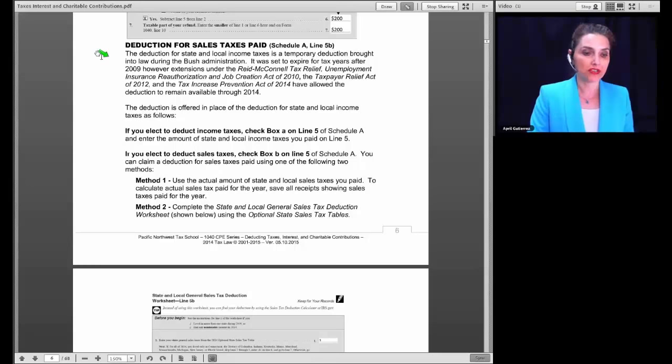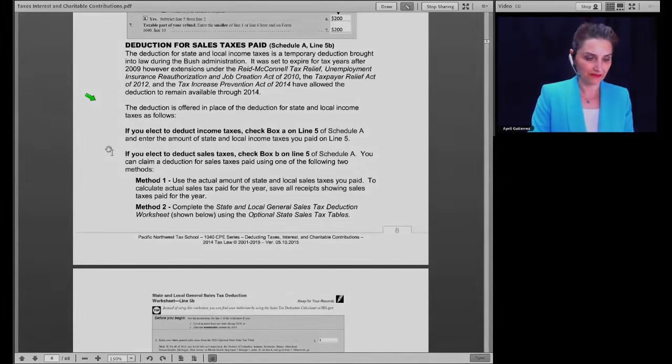Now, this particular deduction was originally brought in the Bush era and was intended to expire at the end of 2009. However, it keeps getting extended. It's one of those ones that just won't die. It keeps coming back. And my expectation is it'll continue to be brought back every year, including through 2014. But as we sit here right now in 2015, this deduction for state sales tax has expired. Unless we see legislation sometime during 2015 or the early hours of 2016, we will not have this deduction for 2015 returns, but my guess is that it will get extended.